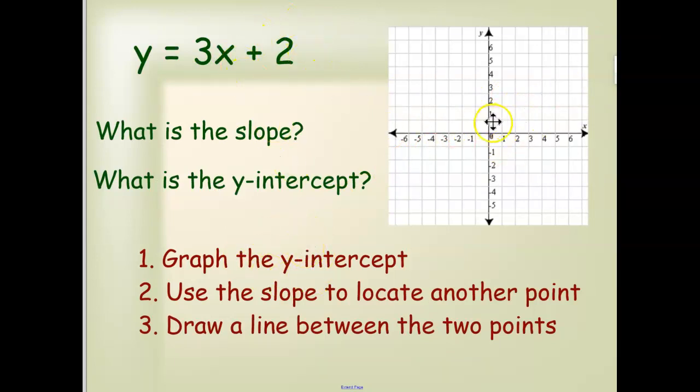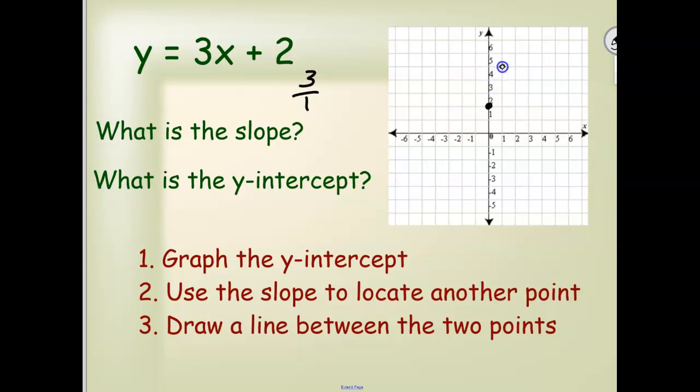In this case, it's +2. So it's the y-intercept. So I'm going to go to my y line and mark the y-intercept. Then I'm going to use the slope to find another point. So my slope is 3, and remember that really means my rise over my run. So I'm going to go up 3, 1, 2, 3, and over 1 and put a point.